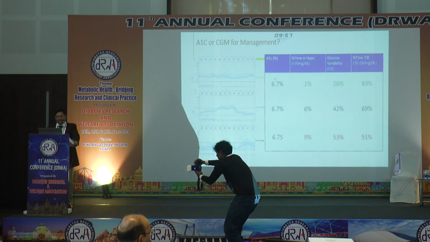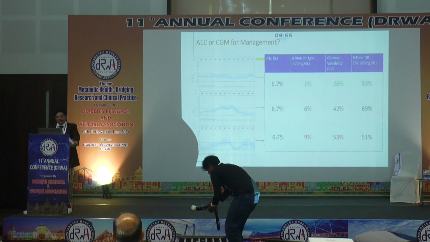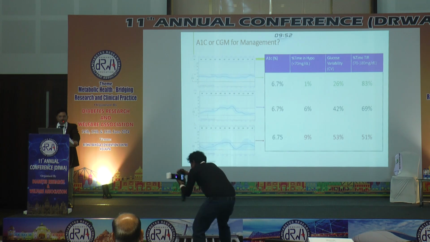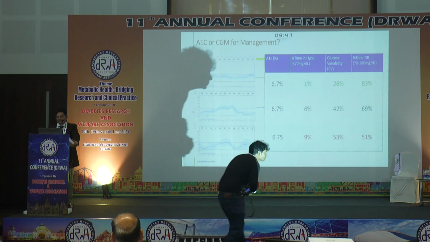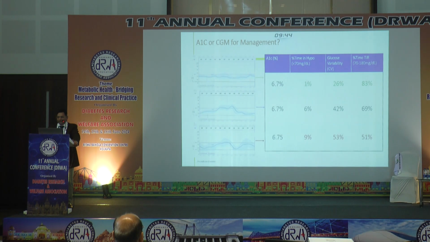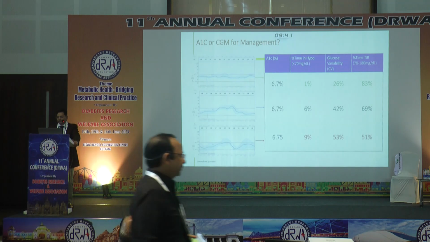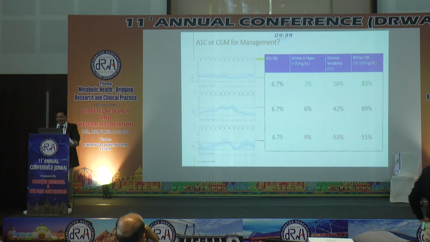This is a very basic graph which we have been seeing for almost 7-8 years. You have HbA1c almost similar, 6.7, 6.7, 6.7, but you have hypoglycemic episodes of 1%, 6%, 9%, and glucose variability of 26, 42, and 53%. So despite having the same HbA1c, you have lower GV or higher GV, and higher TIR and lower TIR. When you talk about HbA1c, you might be missing the risk of hypoglycemia in such patients.